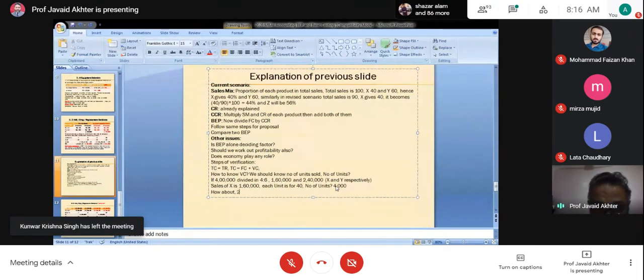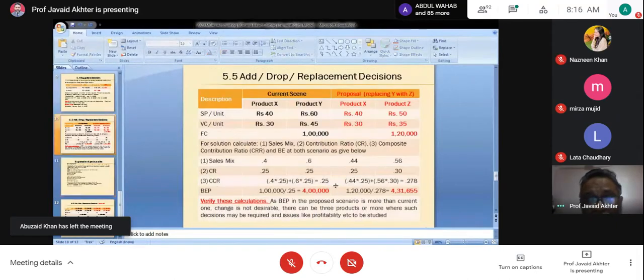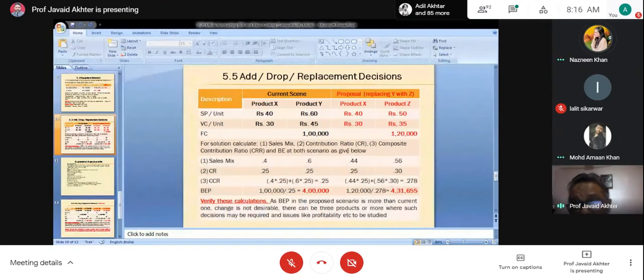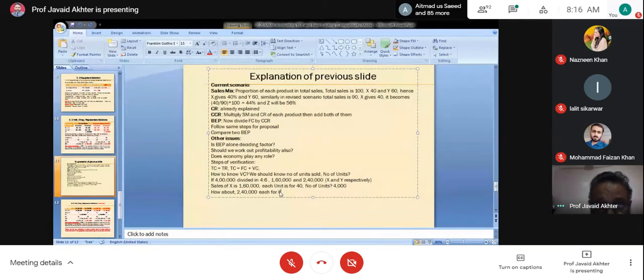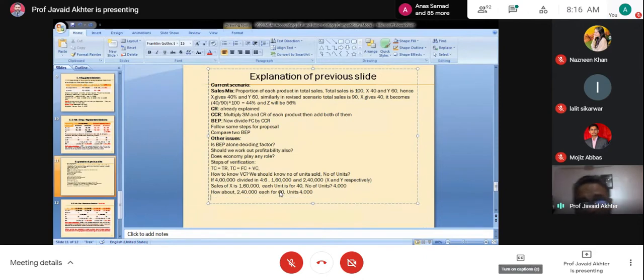Similarly, apply the same data on Y. Y you are selling for 2,40,000. Each unit is for how many rupees? Sales price, not variable cost. 60. You have taken 40 for sales. See, your total sales volume is 2,40,000. Each unit you are selling for 60. How many units will there be? 4,000. Now you have got the units.